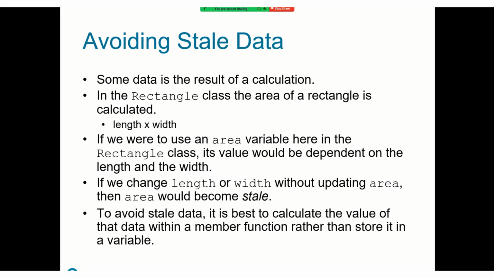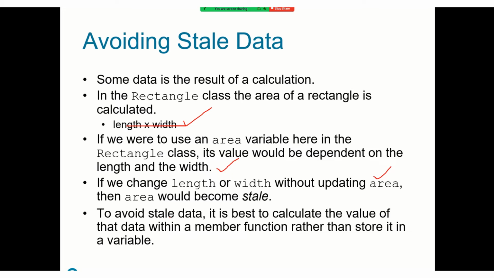You can avoid stale data. I mean, some data is the result of a calculation. In the rectangle class, the area of the rectangle is calculated like this. If we use an area variable here in the rectangle class, its value would be dependent on the length and the width. If we change length or width without updating area, then area would become stale. To avoid stale data, it is best to calculate the value of the data within the member function rather than store it in a variable.